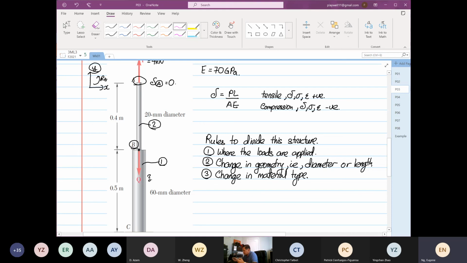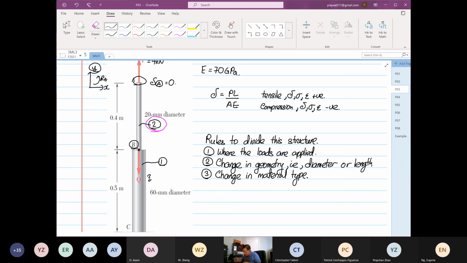So for this case, where the loads are applied, you have to divide into 2 sections. The change in geometry is 2. The change in material type, there's only one material type, so you don't need to divide them. So you pick the highest division. So for this case, you divide them into what? 2. Are we clear? Okay. So those are the rules of how to section the structure.